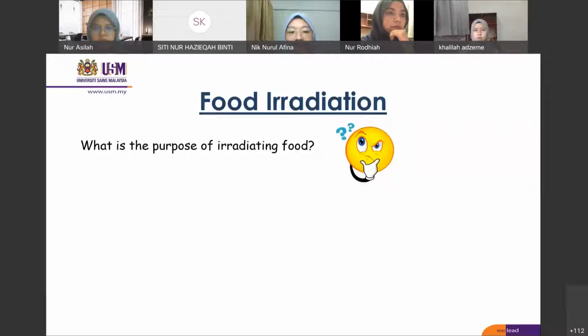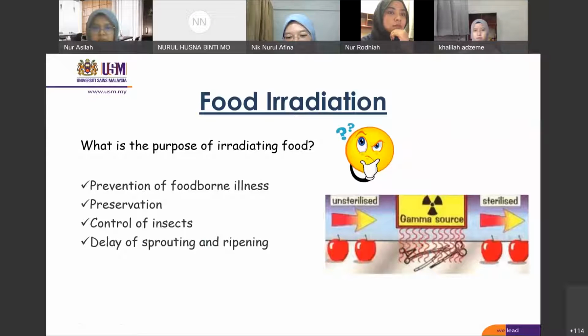The next benefit of ionizing radiation is for food irradiation. Why is food being irradiated? So anyone want to answer? To prolong the shelf life, preserve the food. Yes, true, Husna. And someone answered in the chat box, to kill bacteria that can cause food poisoning. Also correct. So food irradiation using gamma source can serve many purposes.